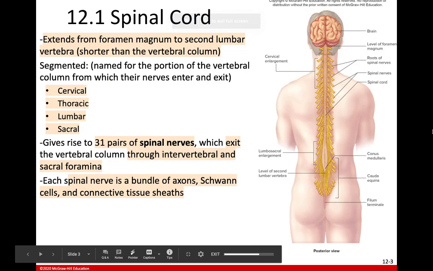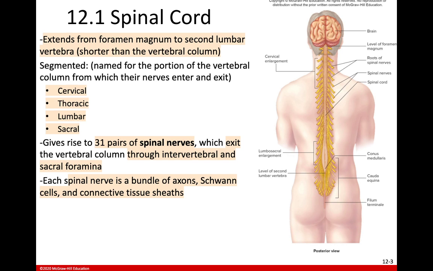Okay, so let's go ahead and get this up here. Your spinal cord does not extend the length of your spinal column, or I should say your vertebral column. It is shorter. It goes from the foramen magnum, which remember is the opening where the spinal cord goes through to connect to your brain. So it extends from basically the base of your brain to the second lumbar vertebra. Again, it doesn't go all the way down to the coccyx.